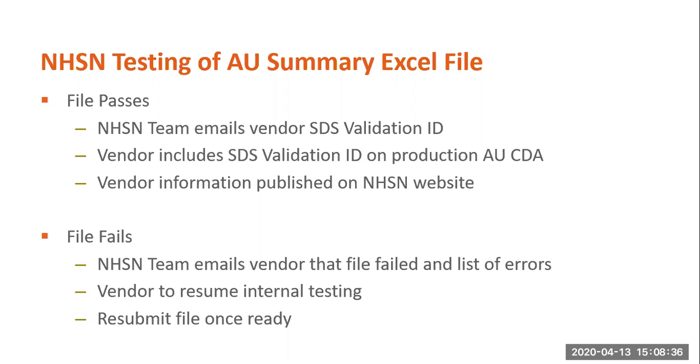You can then resume testing internally, uploading your AU summary Excel file to the NHSN web service tool as many times as is needed to not receive any errors. Once ready, follow the same steps as outlined in the previous slide for submitting the AU summary Excel file to us to confirm the file passes AUSDS. Next slide, please.